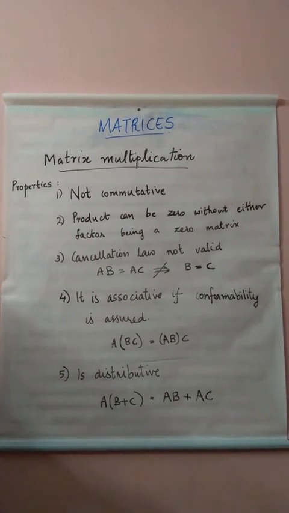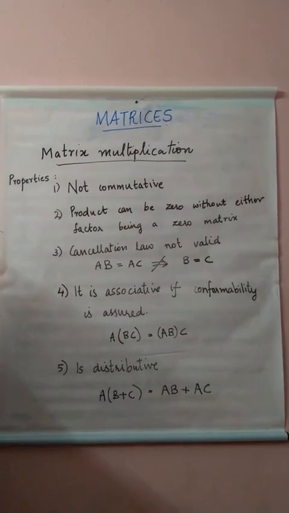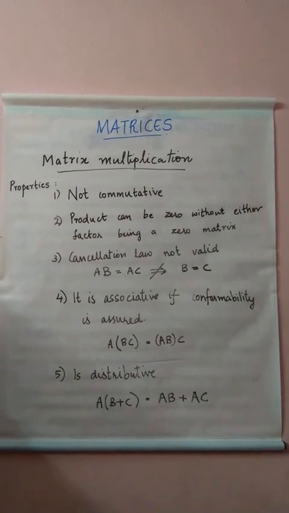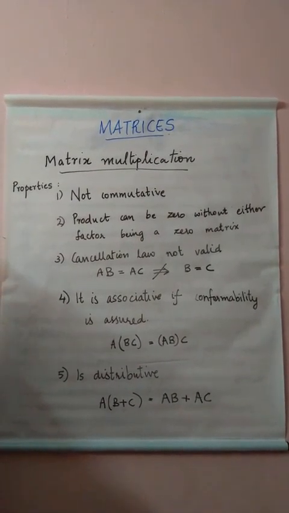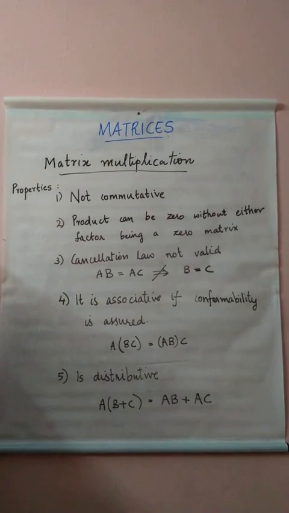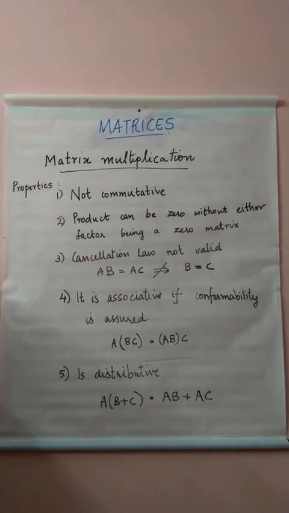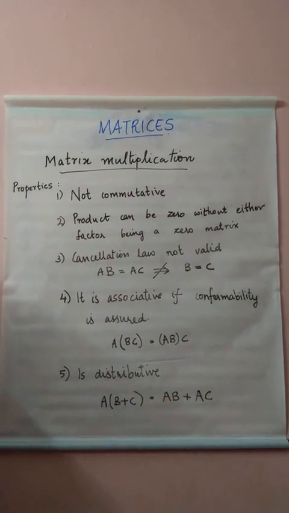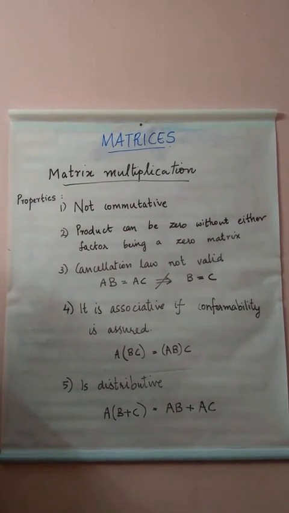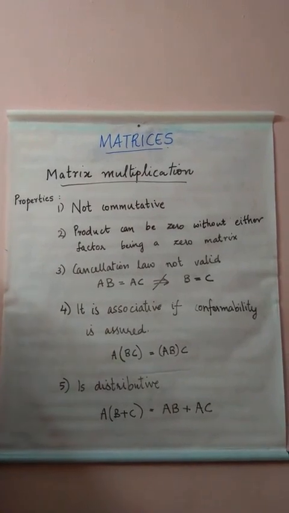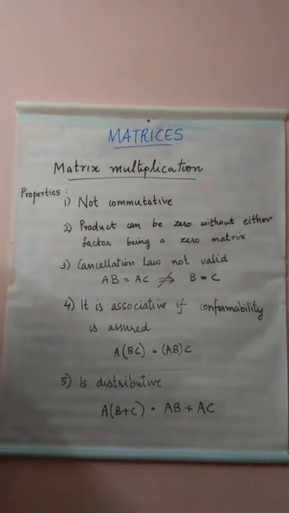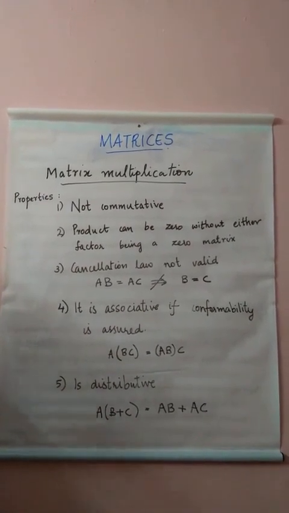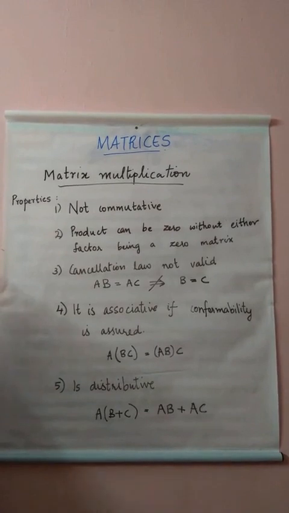The second property is that the product of two matrices can be 0 without either factor being a 0 matrix. The example is given there. Please refer to page number 622. Now the third property: the cancellation law for the multiplication of real numbers is not valid for the multiplication of matrices. That is, the product AB may be equal to the product AC, but it does not imply that B is equal to C. We cannot cancel the A from both sides because they are matrices.